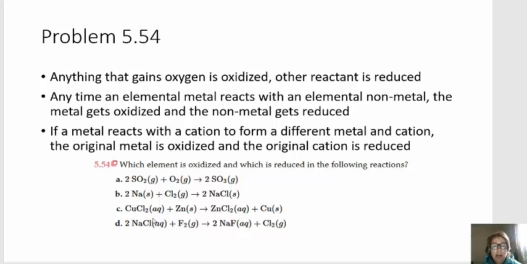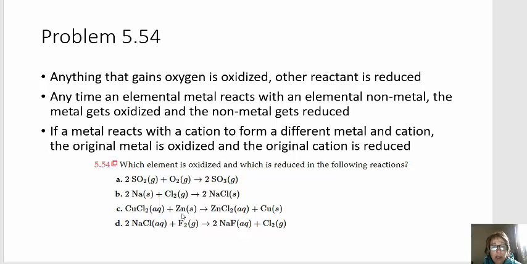Zinc +2 forms. Now chloride is along for the ride, so let's not let the chloride confuse anything. It's needed to counteract the positive charge of the cations, but it's not doing any chemistry. It's the same on both sides. So copper with a +2 goes to a copper with no charge. So its charge becomes more negative, it gets reduced. Okay, so the original cation is reduced. Copper 2 is our original cation.